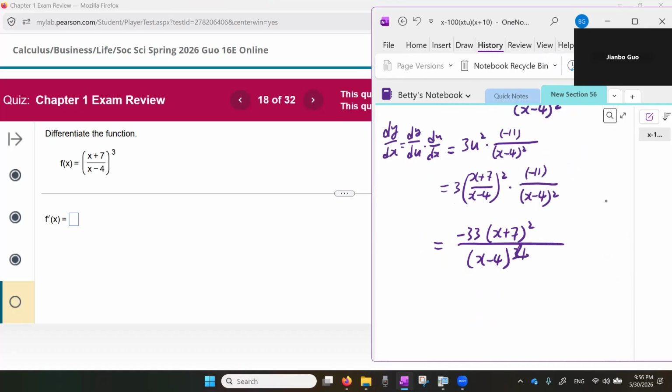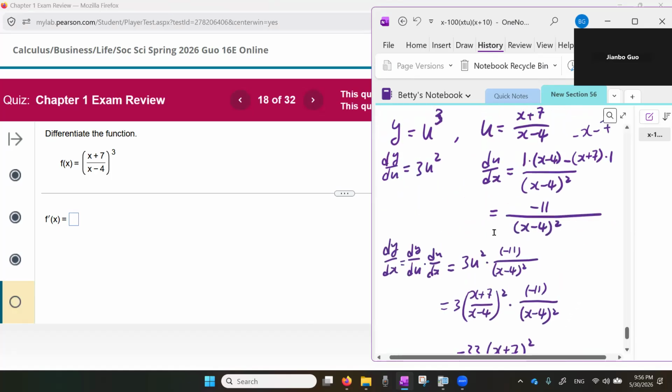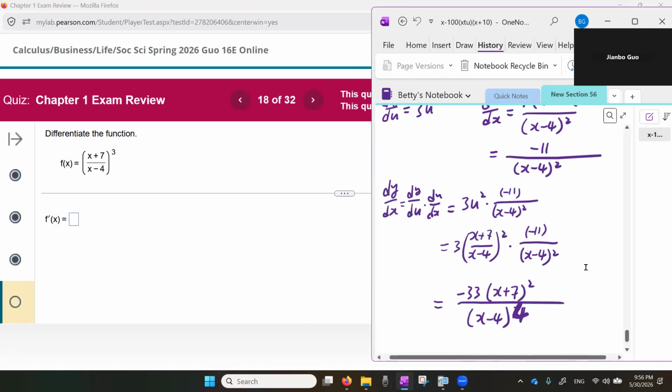Fourth power, no, it's not fourth power. x minus 4 to the power 2 times x minus 4 to the power 2 is fourth power. x plus 7 to the power 2. 3 times negative 11 is negative 33. Let me double check. Negative 33. Squared, first power.